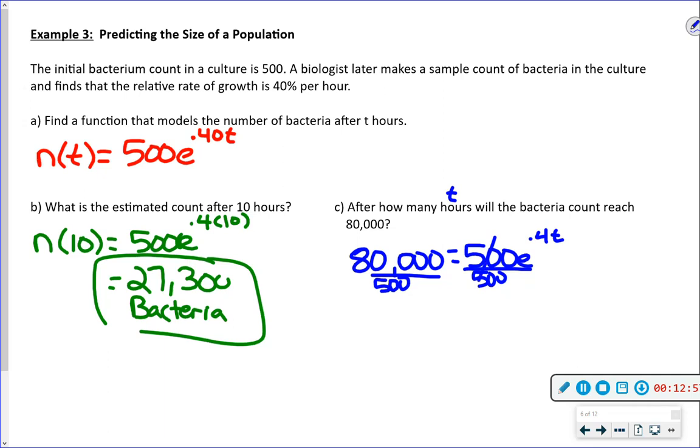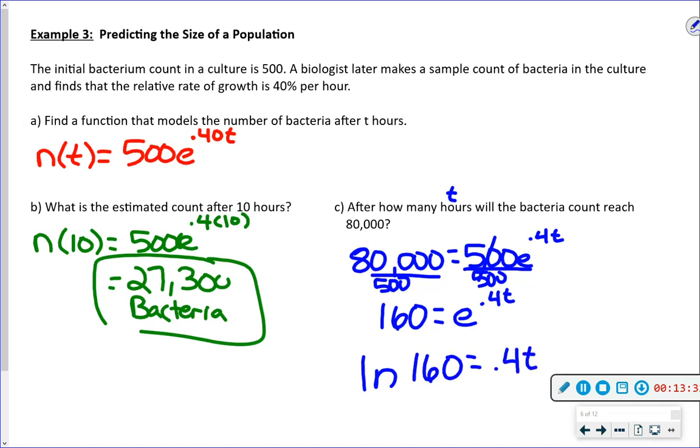So 80,000 divided by 500, punch that in, what's that? What do you got? 160, I heard it. Now, clearly, we're in exponential form. I can't tell you what T is going to be in my head. We're going to convert to log form. But we would be in a log base E. We're past writing log base E. We know log base E is what? ln. So we're going to do the ln of 160 equals the exponent. And then I'm going to divide off the 0.4.